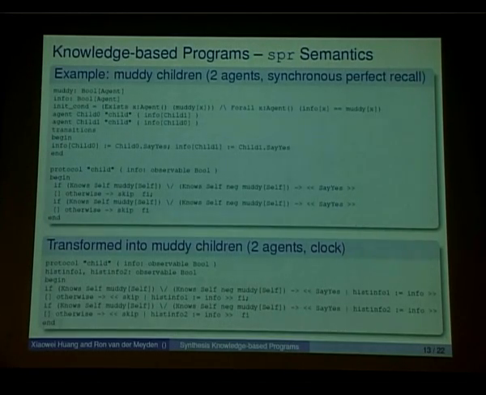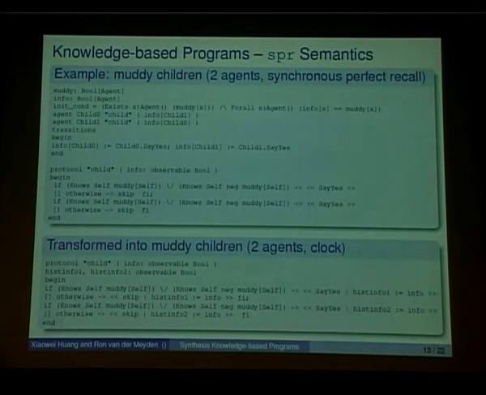I would like to show another example of how we can do this transformation. For example, we can look at the muddy children with two agents. Here, for the agent protocol, we can see that the agent is observing one variable. This variable is used, first of all, initially, to remember the muddy status of the other child, and then it is used to remember what the other child said.